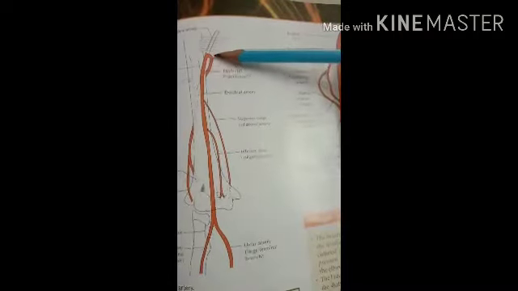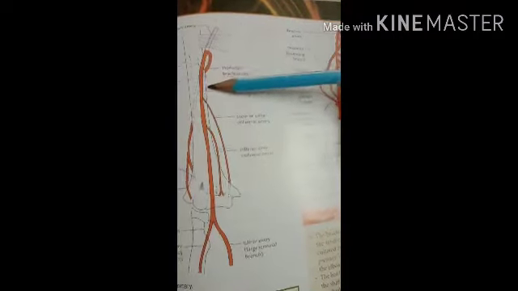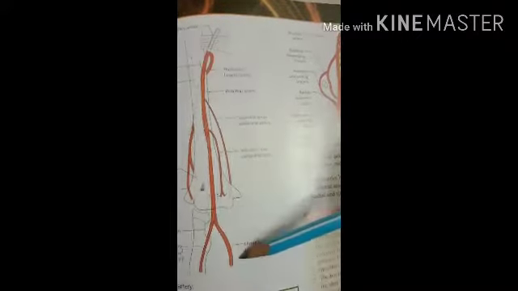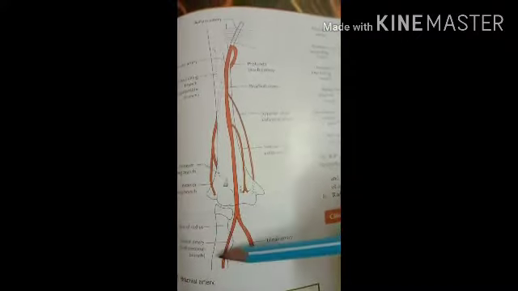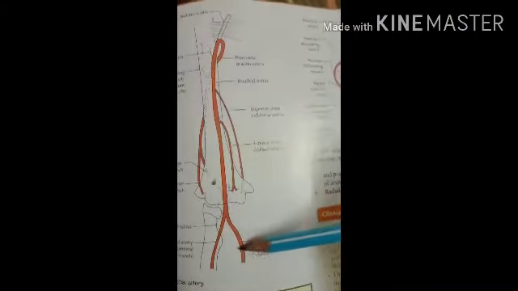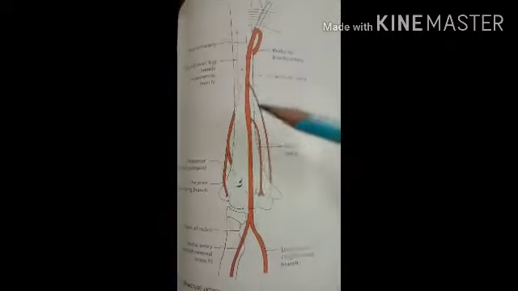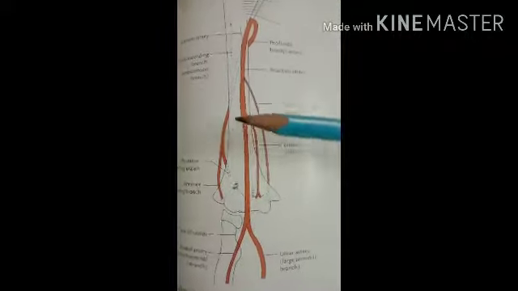brachial artery. Then it goes downwards in front of the elbow and at the level of the neck of the radius. Here you can see the neck of the radius. It is divided into the radial and the ulnar artery. Here you can see on the lateral side the radial artery, and on the medial side the ulnar artery.